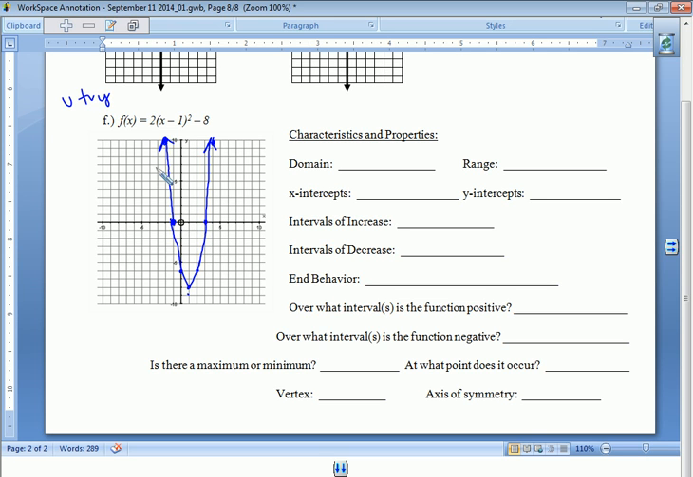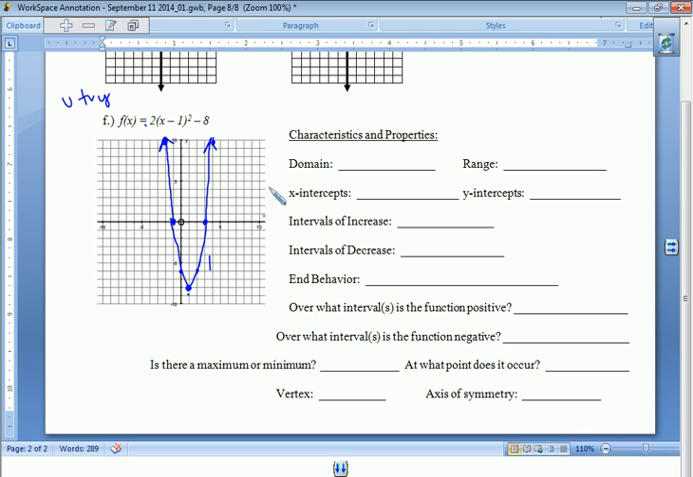Does your graph look like mine? Kind of. Yeah. Okay, so our vertex was at 1, -8, and my moves were doubled. So instead of 1, 1, I go over 1 up 2. Instead of 2, 4, I go over 2 up 8. Instead of 3, 9, I go over 3 up 18. And that happens in both directions. And the reason they were doubled was because of the 2.